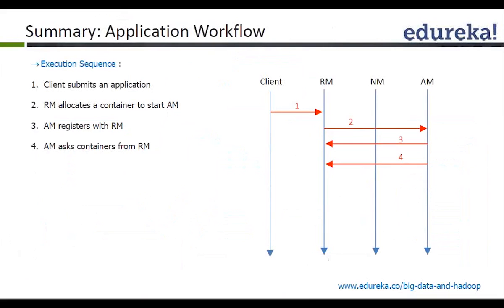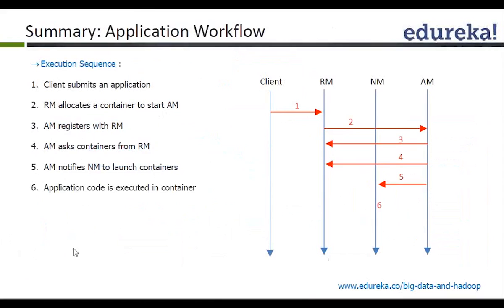That means when I say ask for containers from the resource manager, it will tell the node manager to start the container. When I said ask for containers, it means: give me a place where I can get the resources working. After registering, it is asking for those resources. Then the application master will tell the node managers to launch the containers. Which are these containers? Nodes 2 and 3 in our example. Then the application code is executed in the container. That is the MapReduce code. The YARN code is executed on 2 and 3.